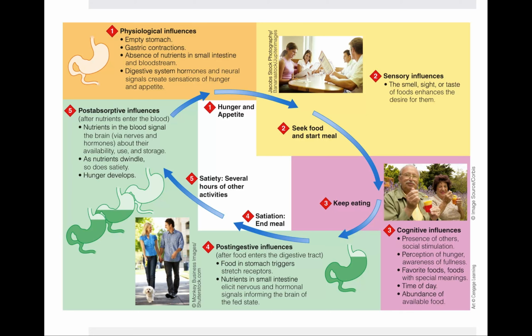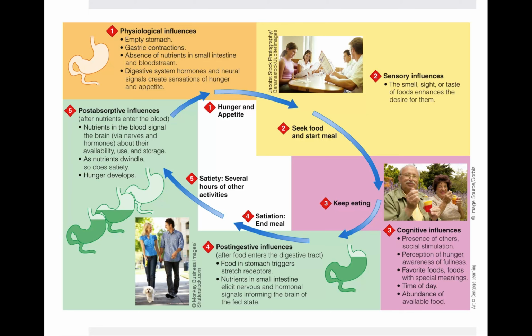In step 4, we see the onset of satiation, or the end of a meal. You have post-ingestive influences. After food enters your digestive tract, food in your stomach triggers stretch receptors. Nutrients in your small intestine then elicit nervous and hormonal signals that inform your brain, hey, this person's fed, stop eating. We move on then to step 5, which is satiety.